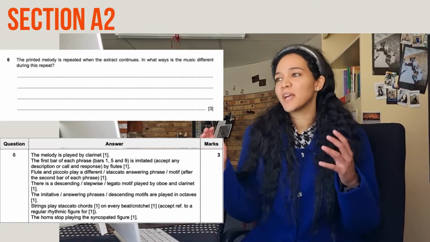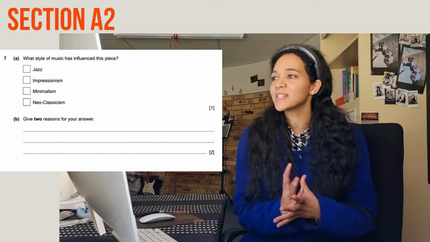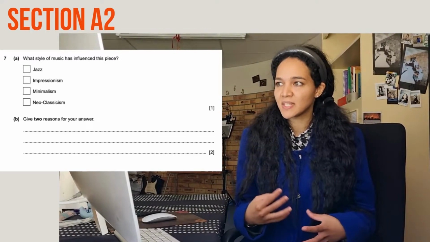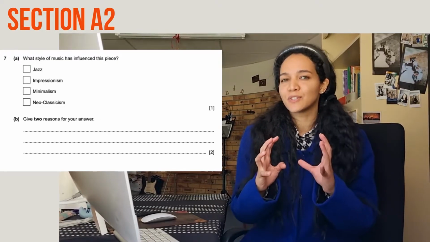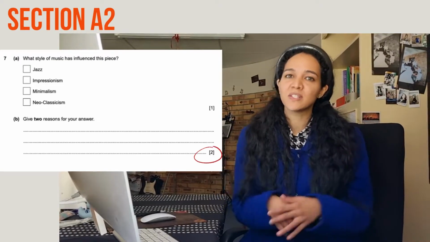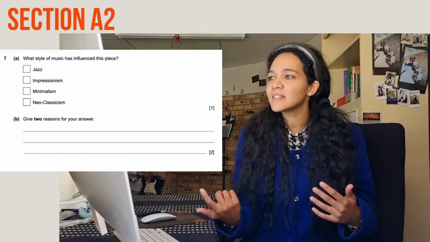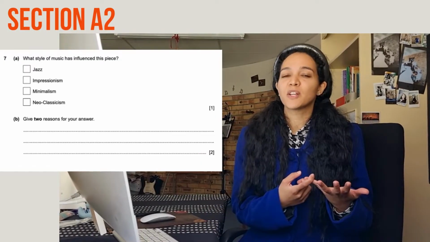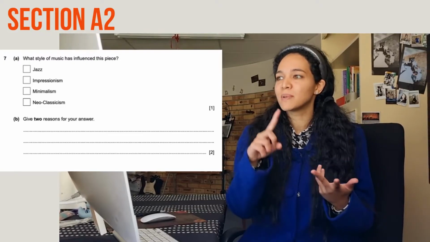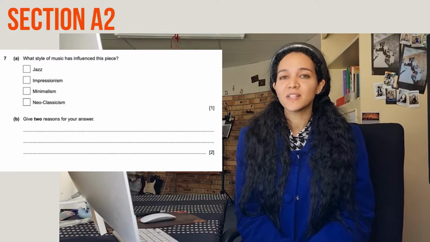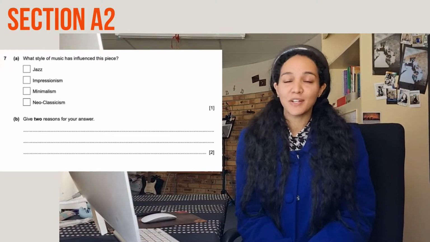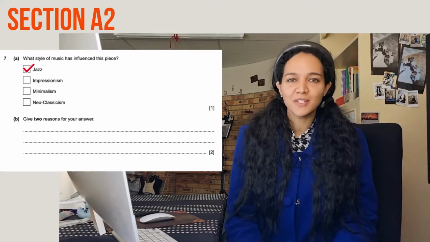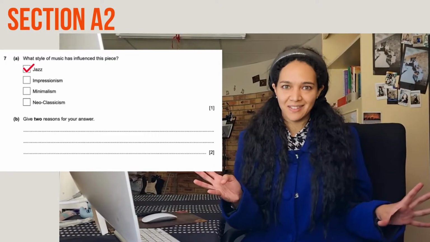Then if we move to the next page, we see two final questions. What style of music has influenced this piece? And then we need to give a reason for our answer, or actually two reasons. Number 2 in brackets, 2 facts or 2 reasons for 2 marks there. But is this piece very much influenced by jazz, impressionism, minimalism, or neoclassicism? So our 20th century subgenres there. Of course, this is very jazzy. And we're going to go ahead and tick jazz, but our reason can't just be because it's jazzy.